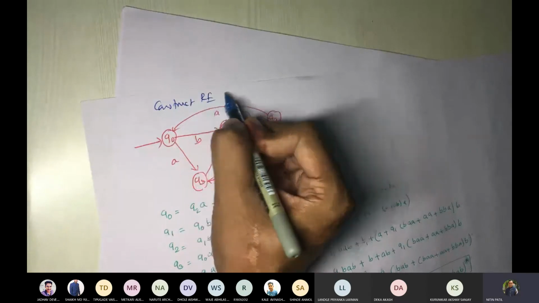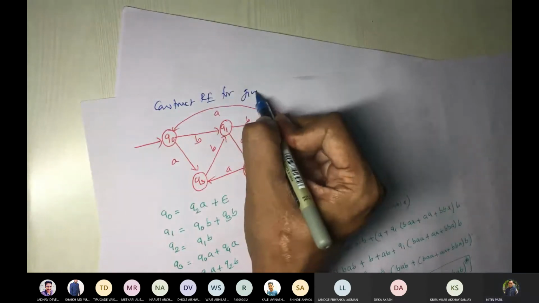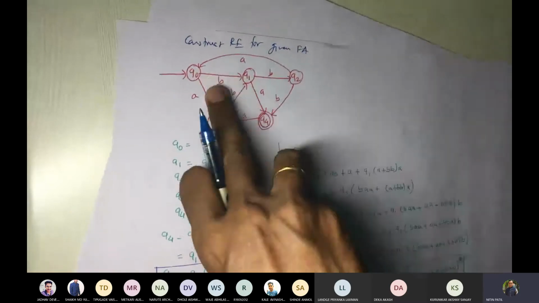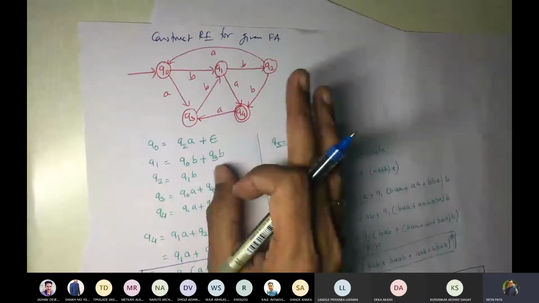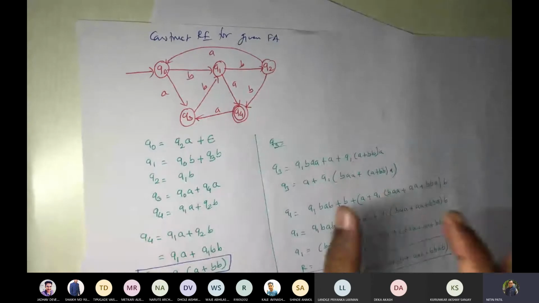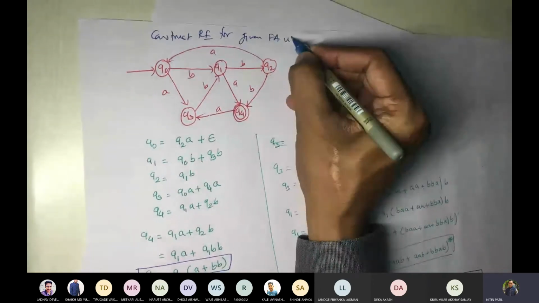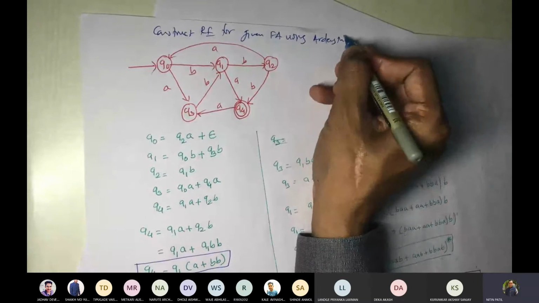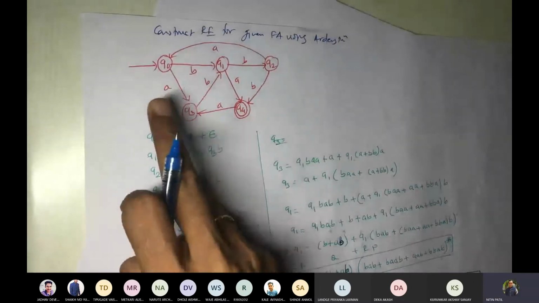Construct a regular expression for the given FA. Now suppose this FA contains an epsilon transition, then we conclude a direct regular expression cannot be constructed this way. Okay, using Arden's theorem. Fine. So how do you write the equations?